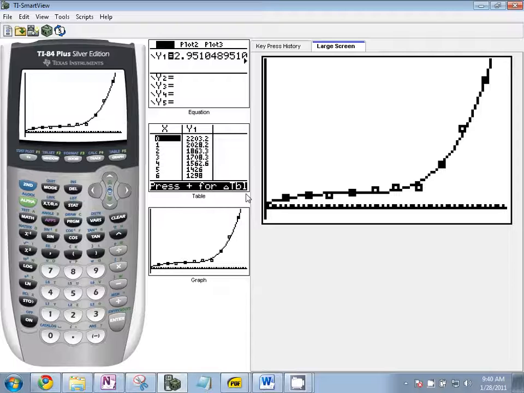We could use this to estimate even further if we wanted to, if you wanted to predict in between. So if you wanted to predict values in between right here or out here, you could do that. Any other questions from the homework?